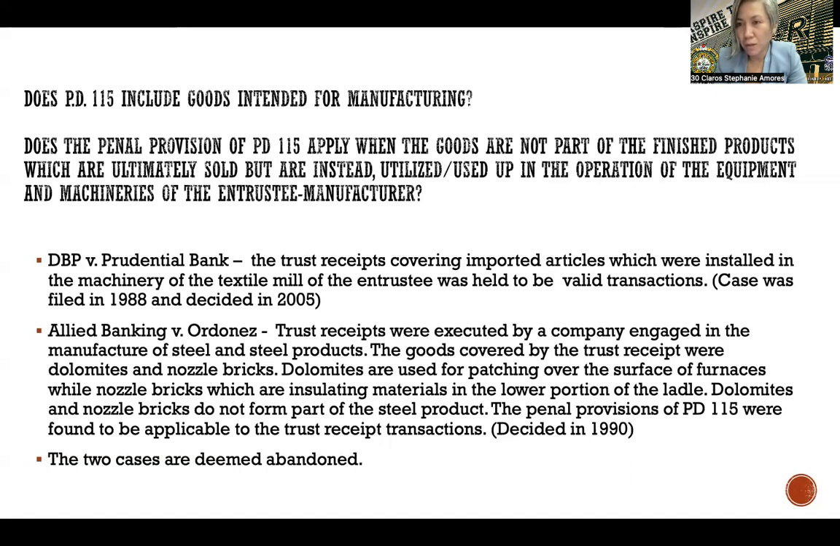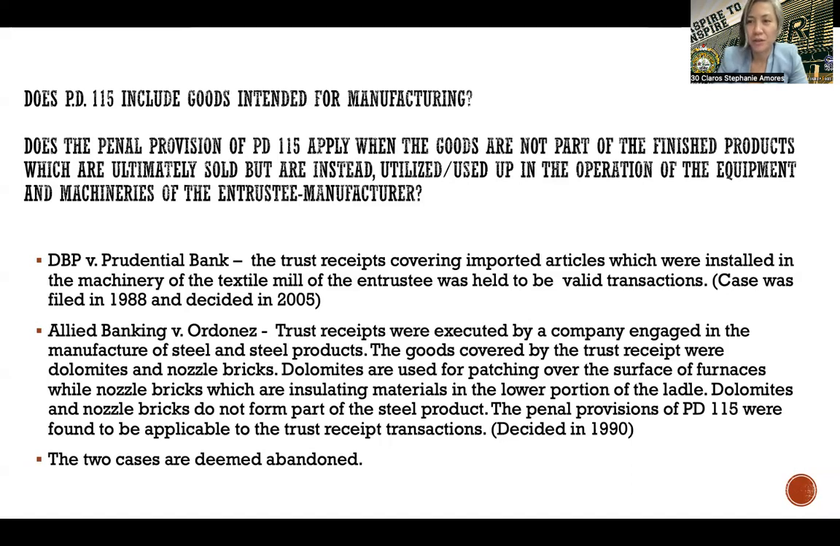So ultimately, the goods subject of the trust receipt transaction, the dolomites and nozzle bricks, did not form part of the steel product. However, the court still found that the penal provisions of PD 115 were applicable to the trust receipts transaction. So the DBP case was decided in 2005, while the Allied Banking versus Ordonez case was decided in 1990. But these two cases have already been abandoned.